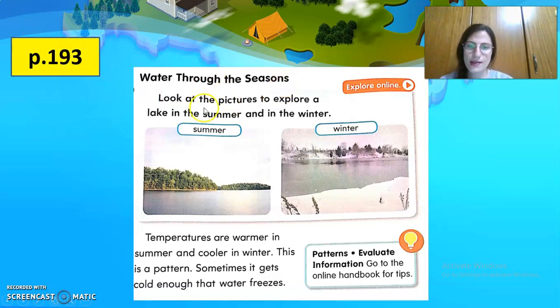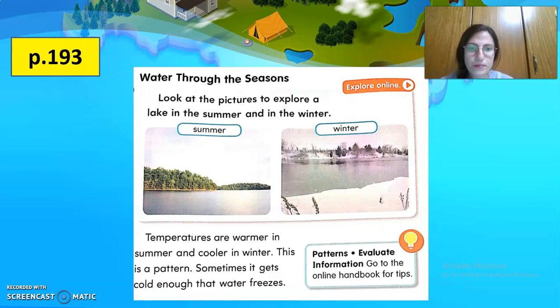Water through the seasons. Look at the pictures to explore a lake in the summer and in the winter. What do you guys observe? Take a minute. So this is the lake in the summer, and then this is the lake in the winter. Correct. During summertime it is liquid, and during winter time it changes into solid. It freezes, right? Why do you think? Correct, because in the summertime it is really hot and we have high temperatures, but then during winter time it's too cold and the temperature drops and becomes too low, so the lake will freeze.